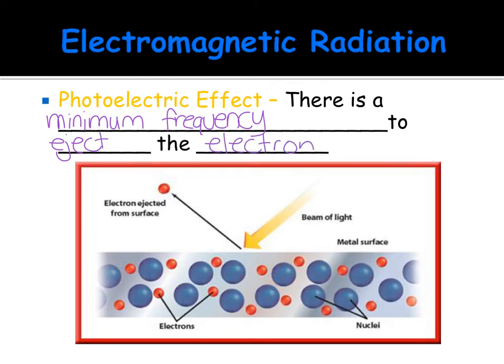And that's just a definition. So as the beam of light comes in, it's going to strike the metal, and an electron that was embedded in the surface is now going to be given off. There's a minimum frequency to eject it. So how often it has to go by? The frequency of light.